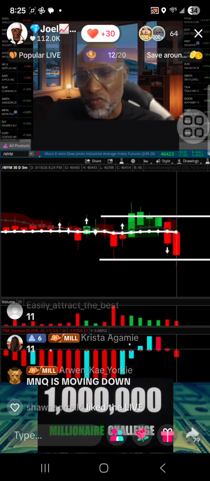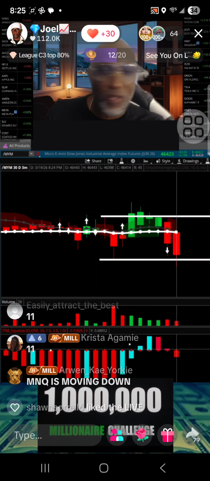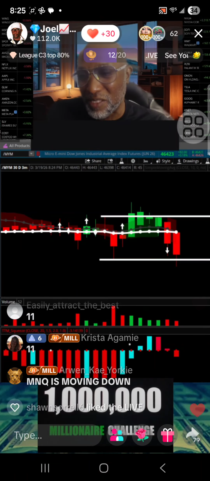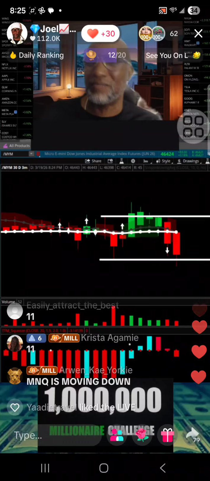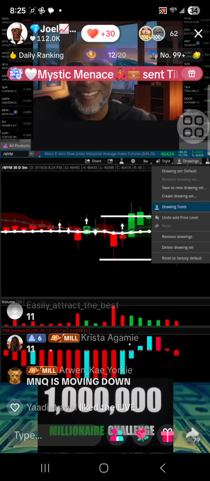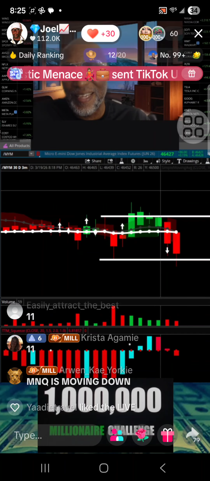But a dot just formed again on the lower chart, so we need to find something that's moving. This isn't moving right now. It's moving down, but it ain't really moving down. You know what I'm saying? It's moving, but it ain't moving. But yes, this is the MYM.